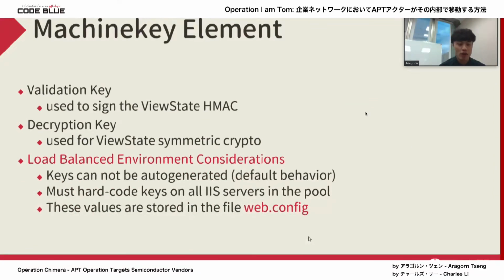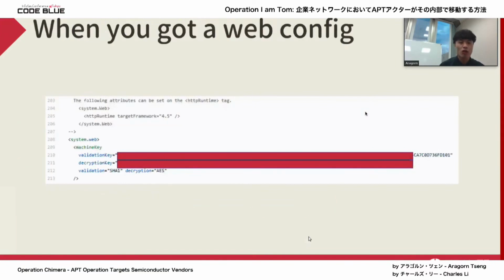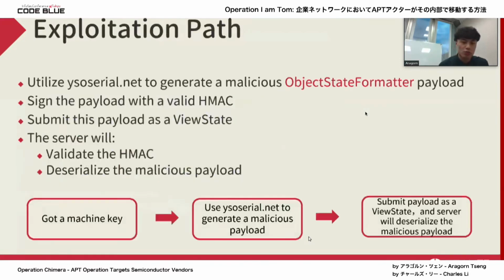And in a load balance environment, the machine key may be auto-generated or hard-coded in the IIS pool. The machine key is stored in the web.config file. So in some cases, if you get a web.config file in the wild, for example when an outsourced software vendor accidentally puts their framework on GitHub, an actor can use this web.config to generate a malicious payload.